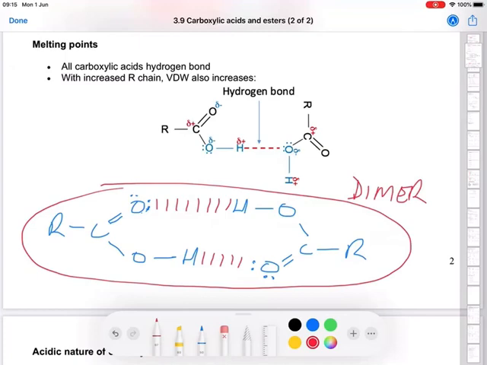Okay, and that's it for this one. We'll have a look at the acidic nature of the carboxylic acids in the next one.